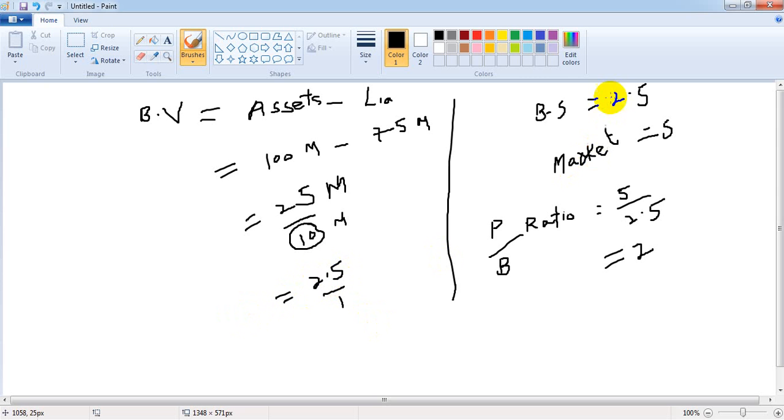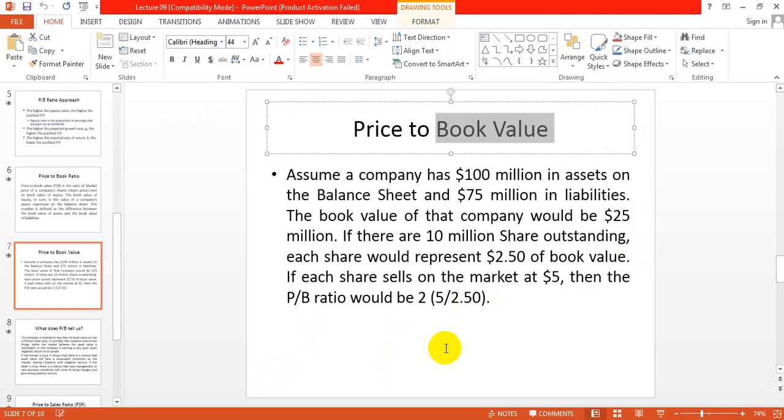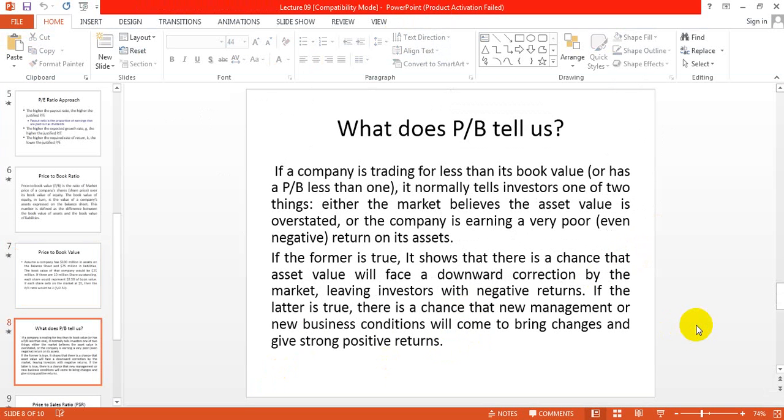So then when we calculate price to book value, market value, our price of share in the market, it was $5 and book value was 2.5, so we got 2 price to book value. Now what does this mean? If a company is trading for less than its book value or has a price to book value less than 1, it normally tells investors one of the two things.